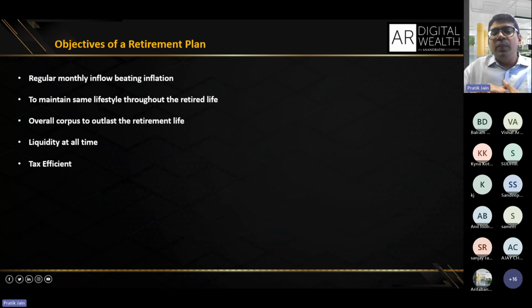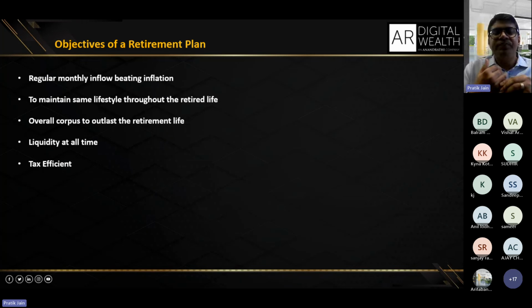Third thing is the overall corpus should outlast the retirement life. Now that's something which is very critical. We don't know whether we might live till 60, or 70, or 80, or 90, right? So the objective is that the overall corpus should outlast my retirement life. That I don't need to depend on something, and my retirement corpus should not finish. It should outlast the retirement life.